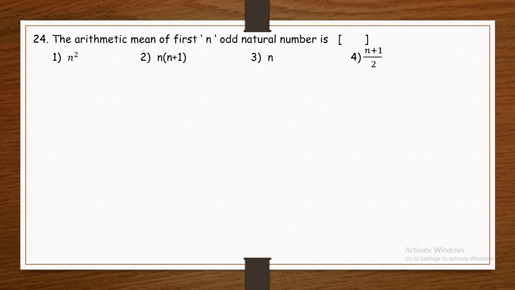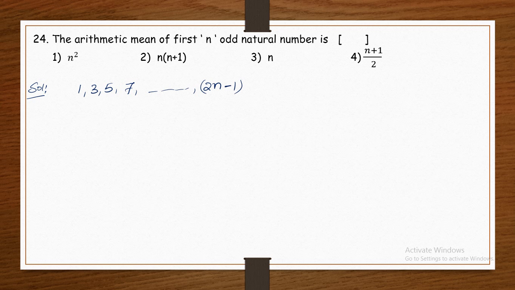Next moving on to question number 24. The arithmetic mean of the first n odd natural numbers is. What about the first n odd natural numbers? Those are nothing but 1, 3, 5, 7 and so on. So for the first n odd natural numbers, the last odd natural number is 2n minus 1, because this is my nth term of the odd natural numbers. So it is 2n minus 1.